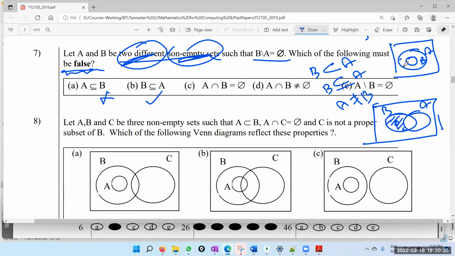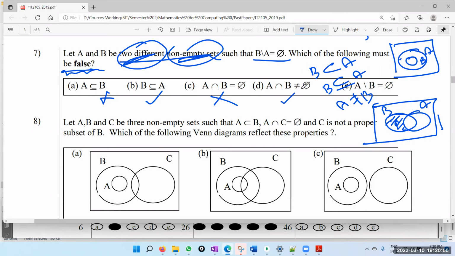Can't be, because B can't be empty, right? So therefore, this cannot be. This must be false, because B is a subset of A, and they say both A and B are non-empty sets. So therefore, how come A intersection B is 5? So this says A intersection B is not equal to 5.